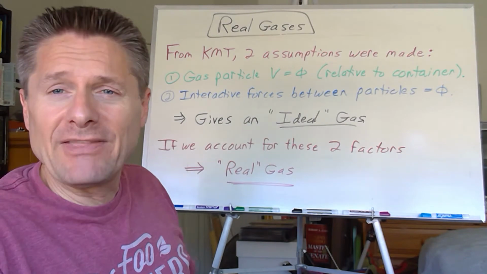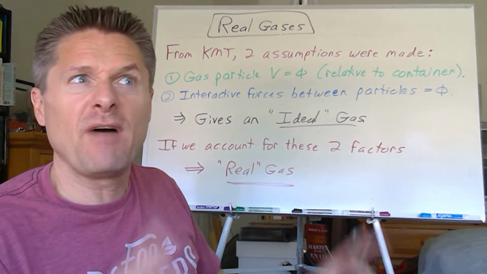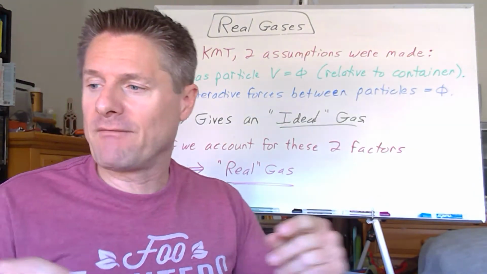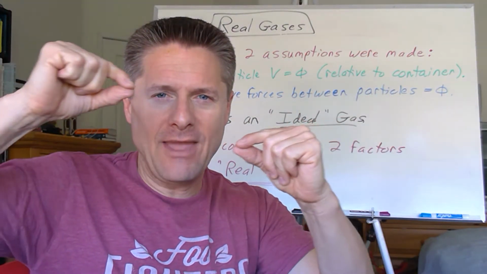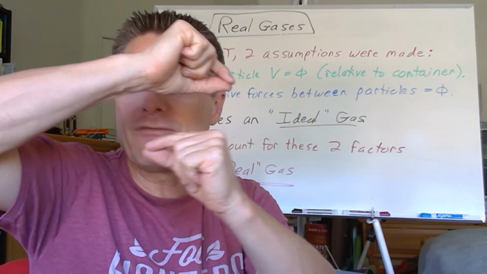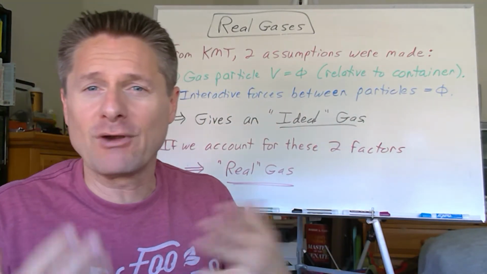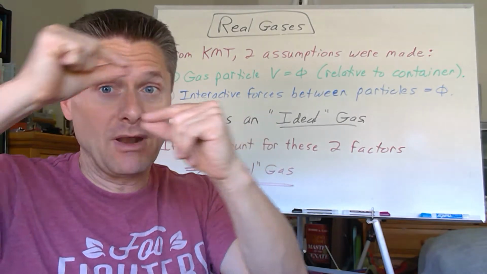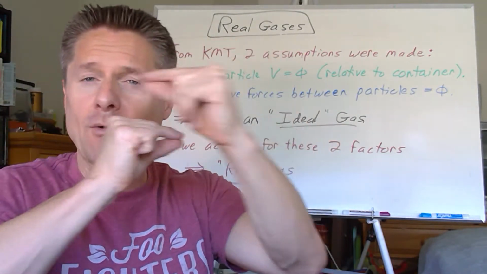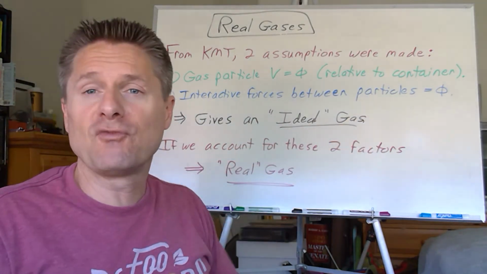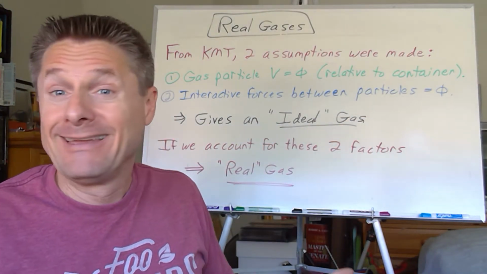We also assume that the interactive forces between particles, and we'll find out those are intermolecular forces, are zero, right? So if I've got two particles moving and they do a flyby, they don't even notice each other. Only when there's a direct contact do we account for any kinetic energy transfer. Other than that, we're assuming no interaction. They're not aware of each other unless they bonk into each other. So we're assuming those forces are zero. In real life, not so true.